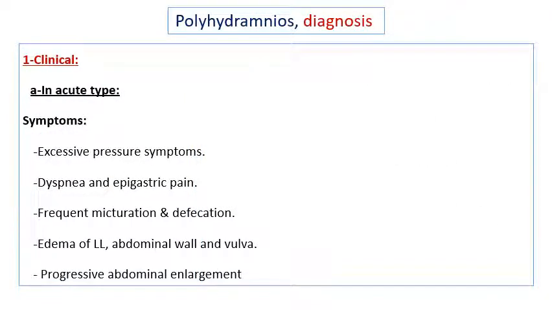How can we diagnose polyhydramnios? Clinically, the mother complains of excessive pressure symptoms due to rapid accumulation of fluid inside the uterus and rapid abdominal enlargement. These pressure symptoms may present as dyspnea, epigastric pain, frequent micturition, difficult defecation, edema of the lower limb, or swelling at the abdominal wall and vulva.